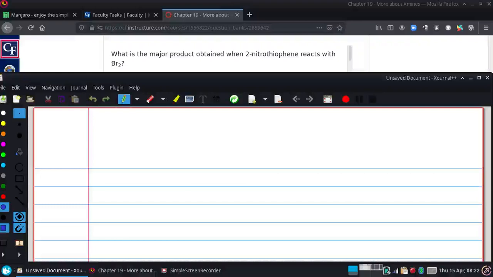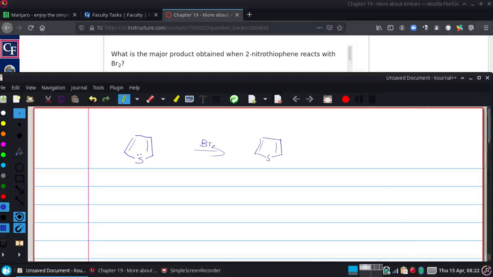Alright, we're looking at this problem. It wants us to know what is the major product obtained when 2-nitrothiophene reacts with bromine. Now, had this just been the thiophene, the answer with the bromine is that it's definitely going to go in that 2 position because that's the most active location on our 5-membered rings.